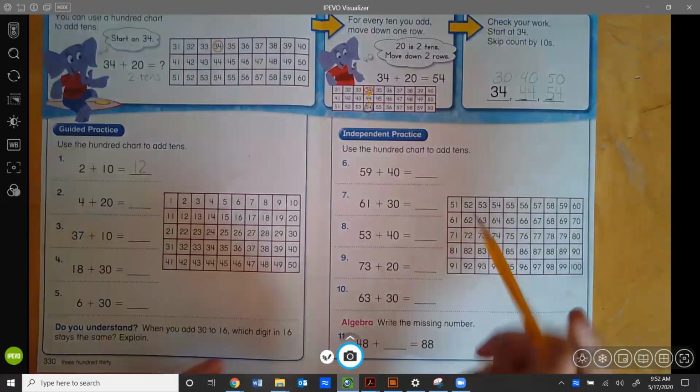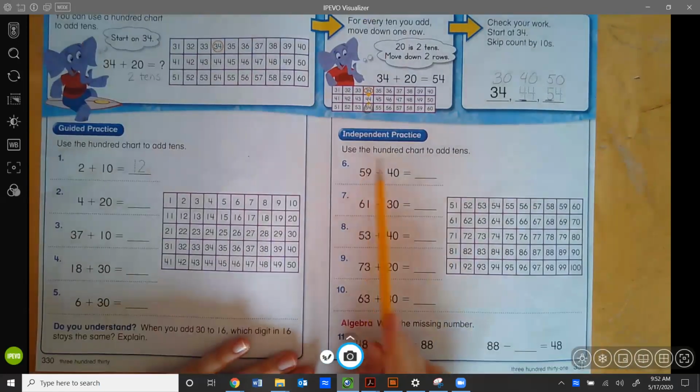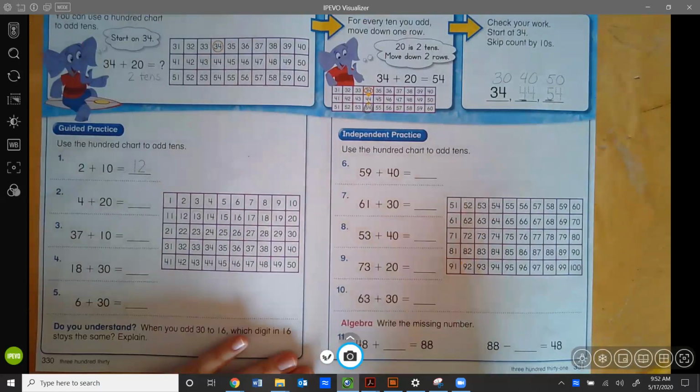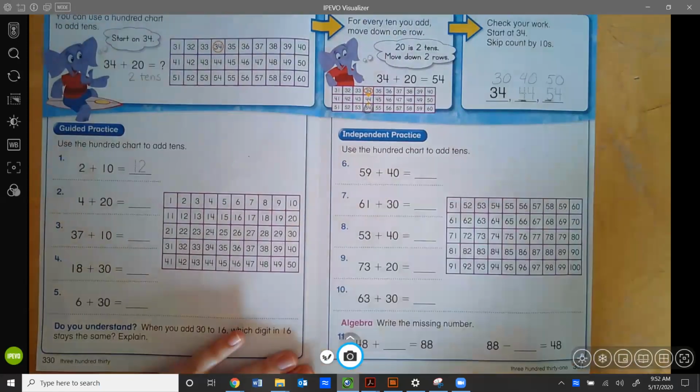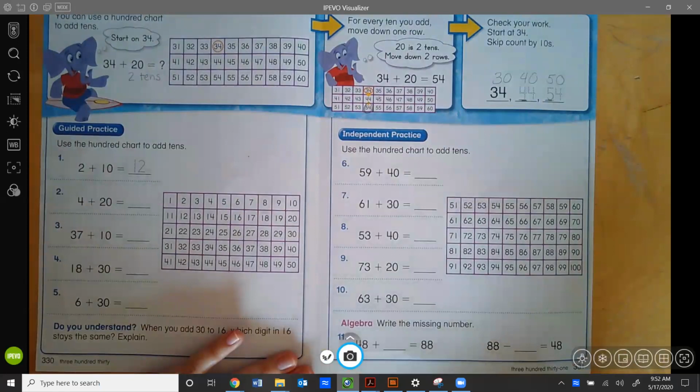Let's take a look at the independent practice. Doing the same thing, use the 100 chart to add tens. I'm going to let you read these. Remember, find that number on the part of the 100 chart here, or the one I showed you that you can use, and then go down however many tens, however many rows you have for tens.